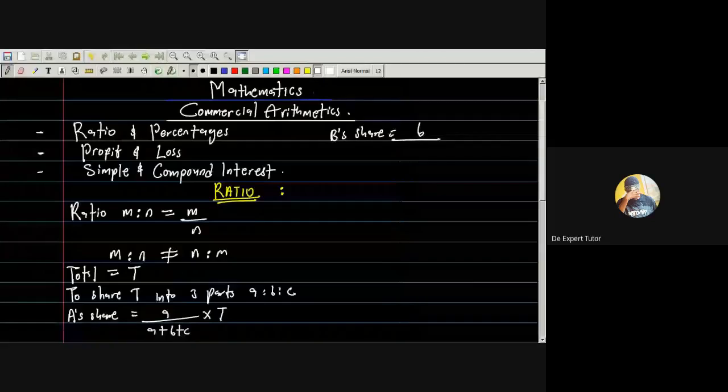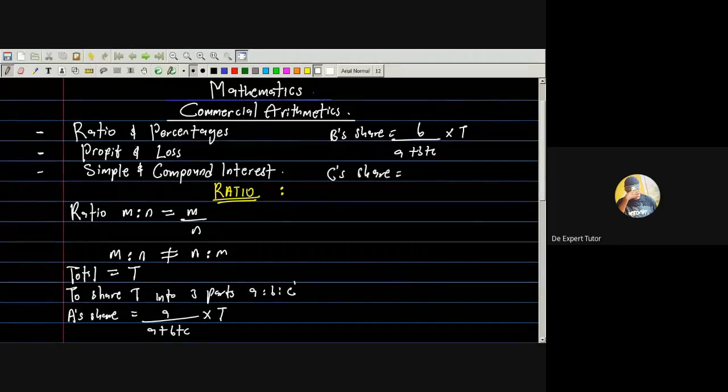Okay, let's go. So this is how we share. To know B's share, I'll take B's ratio divided by the total ratio, then times the total I want to share. Similarly, to know what C is going to take, C's share will be what? The ratio of C, divided by the total ratio, then times the total T. This is how we use ratio to share between quantities.